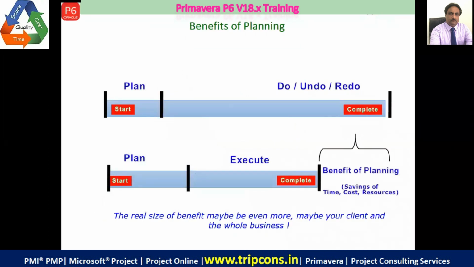So this is the benefit of planning. If we start with a plan which falls short of the known objective, we do something only to realize that it is not something that we want. We undo it, then we redo it. That's how we complete the project: do, undo, redo. But suppose we plan sufficiently, then we execute instead of do, undo, redo. What is the difference between do, undo, redo and execute?